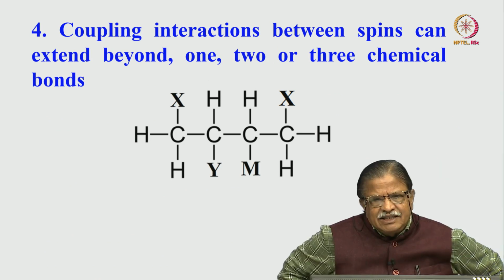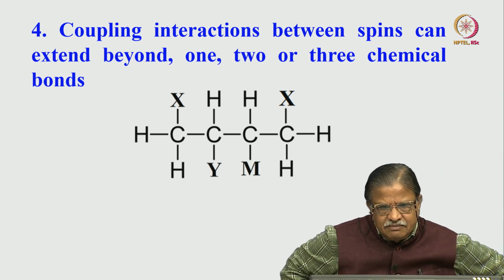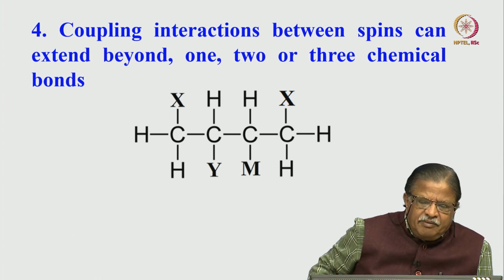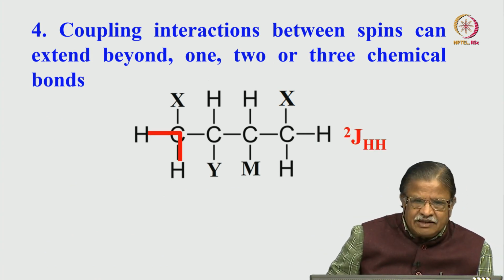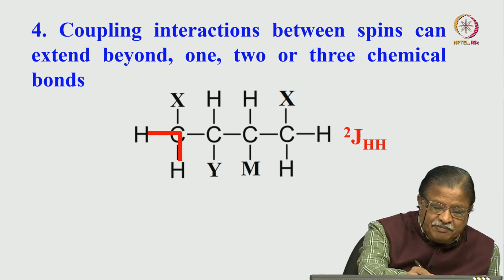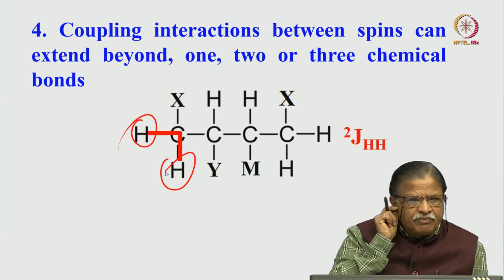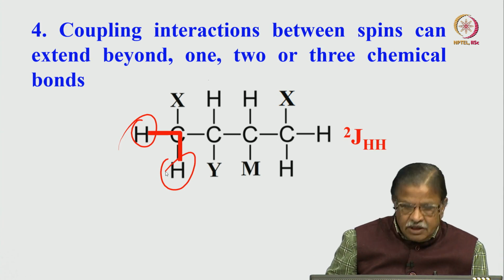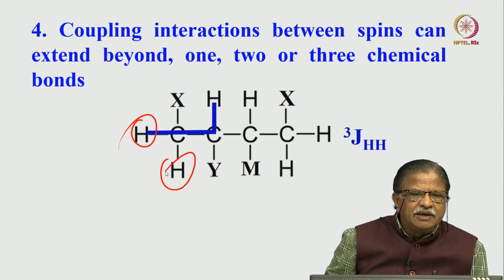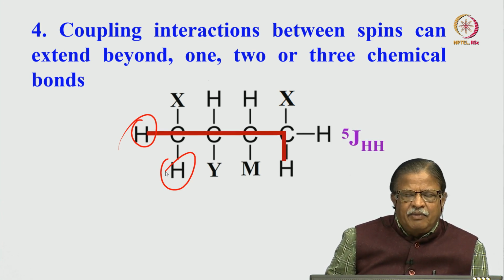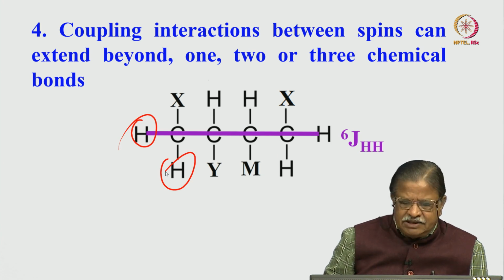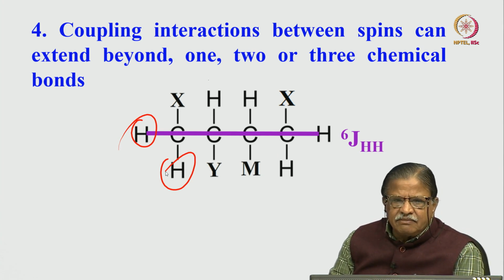The coupling interactions between two spins can extend beyond 1, 2 or 3 chemical bonds. For example, this proton to this proton is a 2 bond coupling. This to this is a 3 bond coupling. This is a 4 bond coupling, 4JHH. This is 5JHH, 5 bond coupling. This is 6JHH, 6 bond coupling.